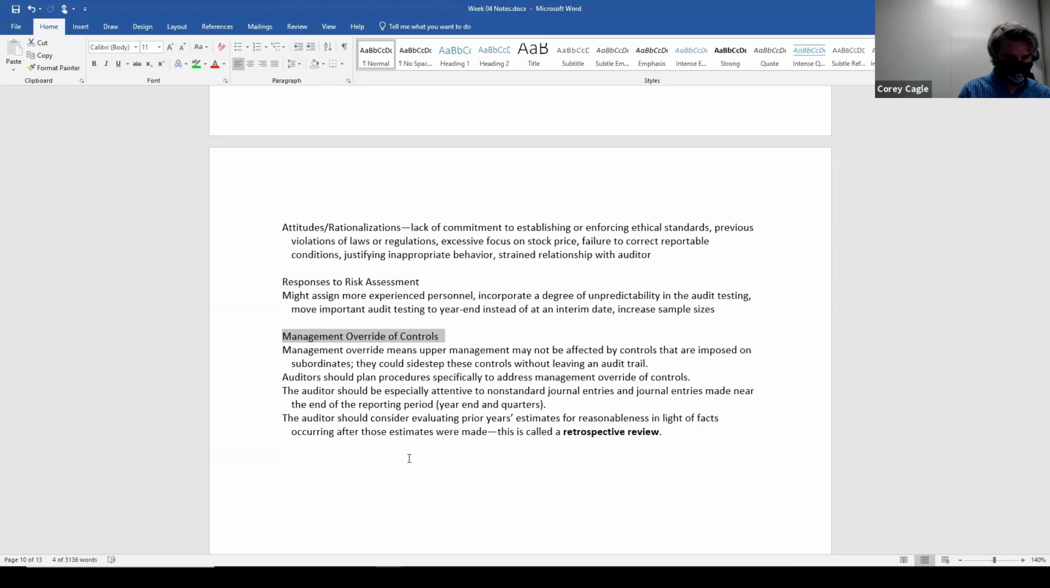And then back on the idea of estimates and things like that. It's always good to look at last year's estimates and see how realistic they turned out to be. Obvious audit procedure you want to do. We call that a retrospective review. I don't know how important that term is, but it is anyway.